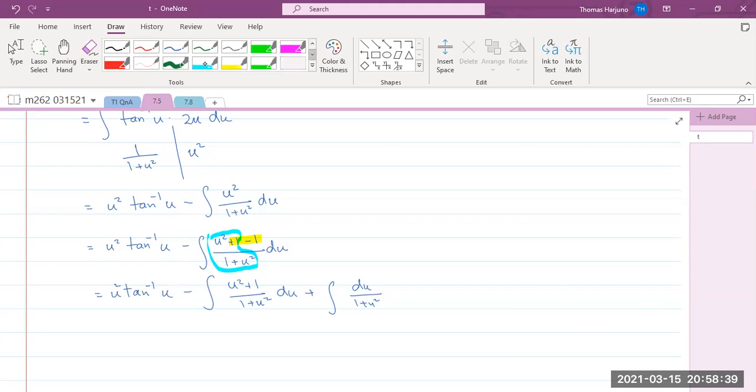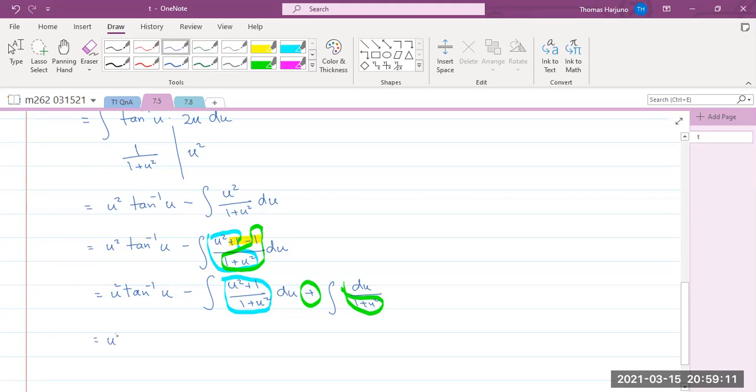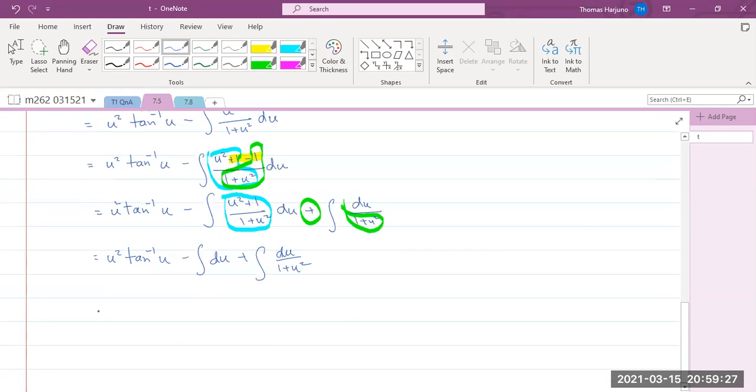So this is the one I circled in blue earlier, and the second part here is this. Now it becomes plus because of this negative and another negative here. Once we get that, then I will just integrate. Oh, you know what? Let me fix it a little bit. So this is u squared tangent inverse u minus integral of du plus integral of du over 1 plus u squared. That is u squared tangent inverse u minus u plus tangent inverse u plus constant.